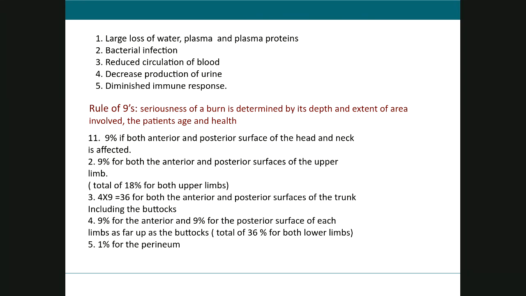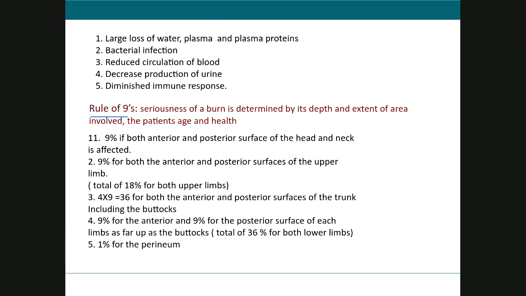So in order to communicate with other specialists regarding the seriousness of a burn, we talk about the rule of nines. When we have a full thickness burn, obviously our concern is bacterial infection. There's reduction of circulation in that area, sometimes in conjunction with decreased urine function and a diminished immune response. So these burns have to be attended to immediately.